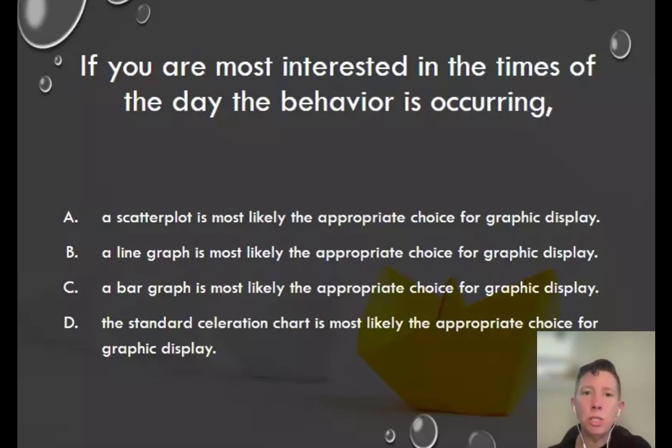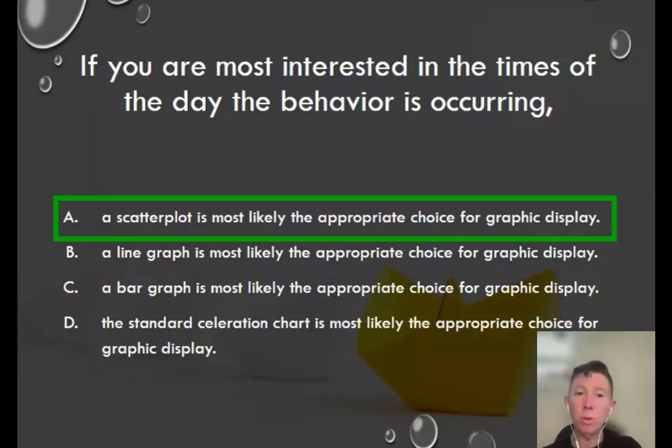If you are most interested in the times of day the behavior is occurring, A, a scatter plot is most likely the appropriate choice for graphic display. B, a line graph is most likely the appropriate choice for graphic display. C, a bar graph is most likely the appropriate choice for graphic display. Or D, the standard acceleration chart is most likely the appropriate choice for graphic display.